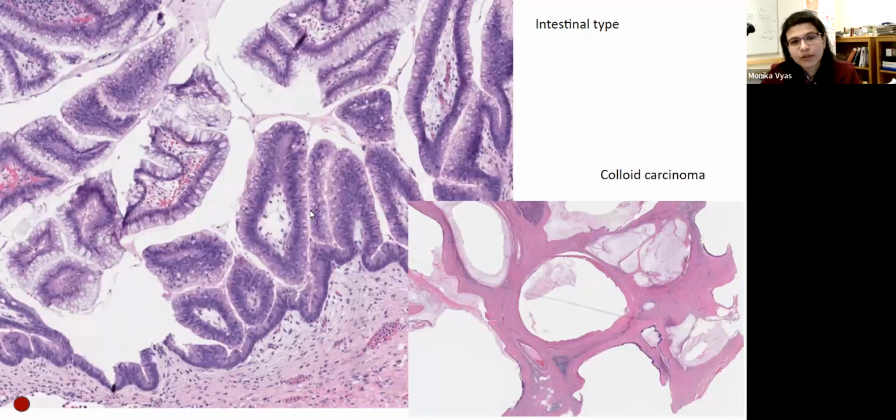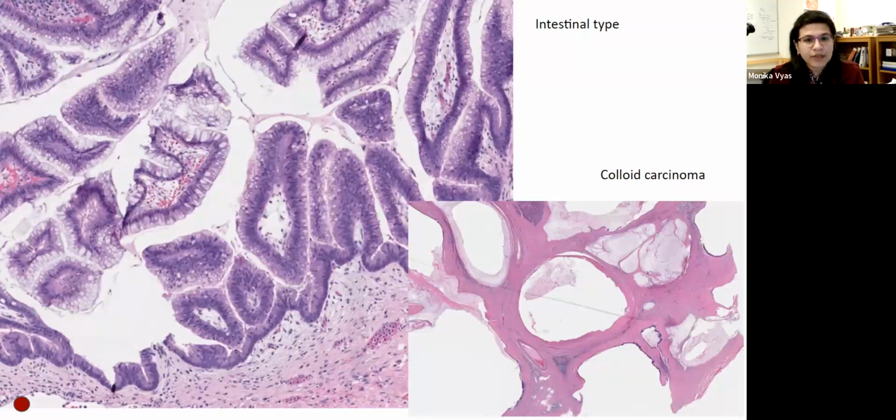Intestinal type IPMNs can be associated with invasive carcinomas. As mentioned before, they're usually associated with colloid type carcinomas, which have pools and pools of mucin involving the pancreatic stroma. These mucin pools can be lined by neoplastic epithelium, or you can even see floating strips of neoplastic epithelium within the mucin pool. When you have that, it is pretty characteristic of a colloid type carcinoma.